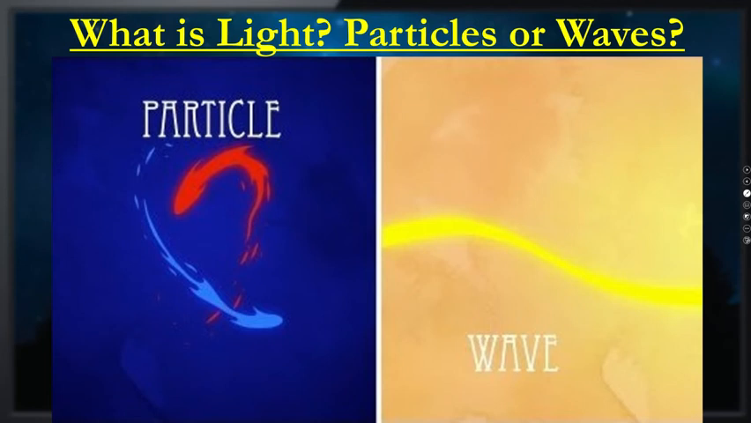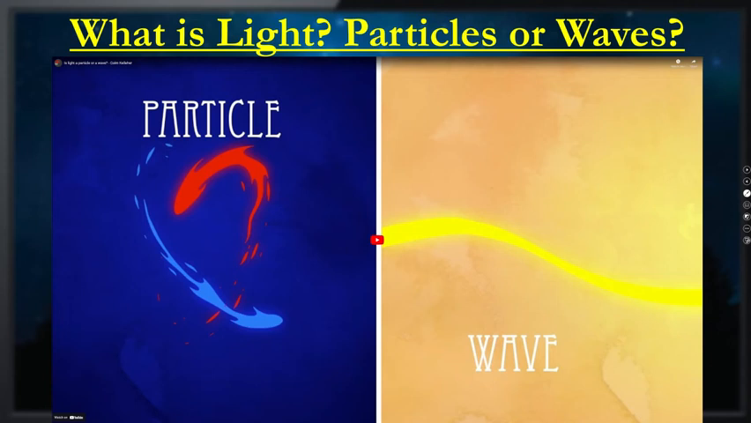So back in the early 1600s, there was a big debate: is light a particle or is light a wave? Right now we actually know that light behaves as a particle and a wave, so what we call wave-particle duality, but at the time we tended to separate the two concepts away from each other.